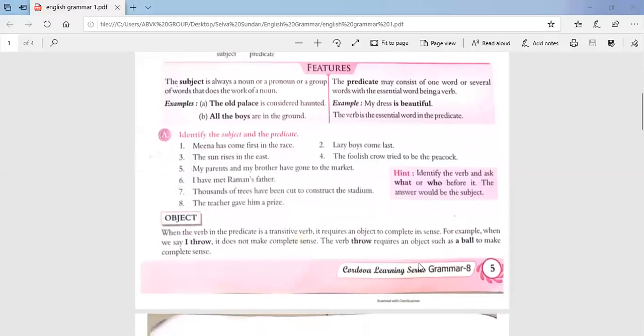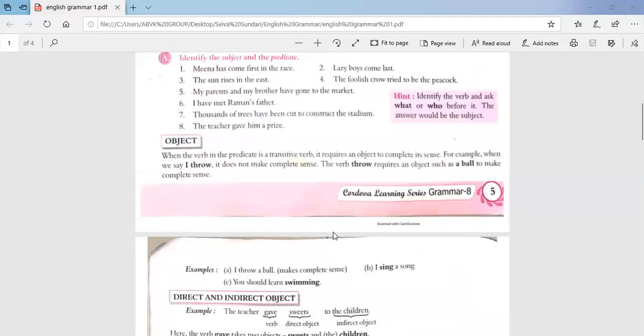Now coming to the object. What is object? When the verb in the predicate is a transitive verb, it requires an object to complete its sense. For example, when we say I throw, it does not make complete sense. The verb throw requires an object such as a ball to make a complete sense. Here I throw, throw is what? Transitive verb. So it requires an object.